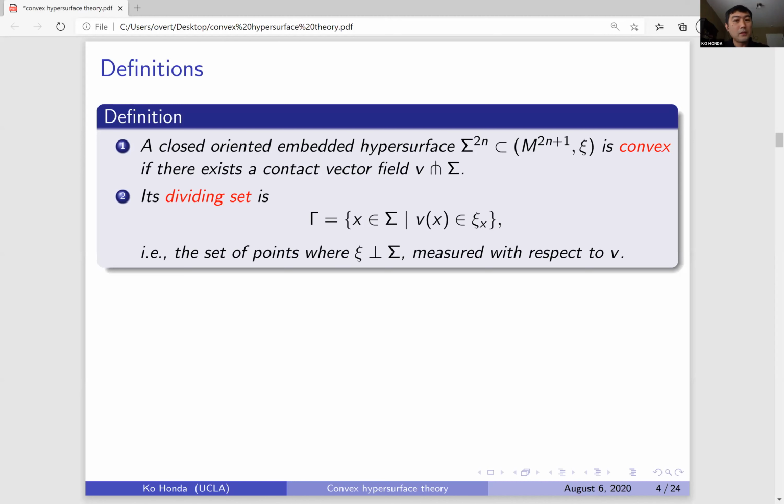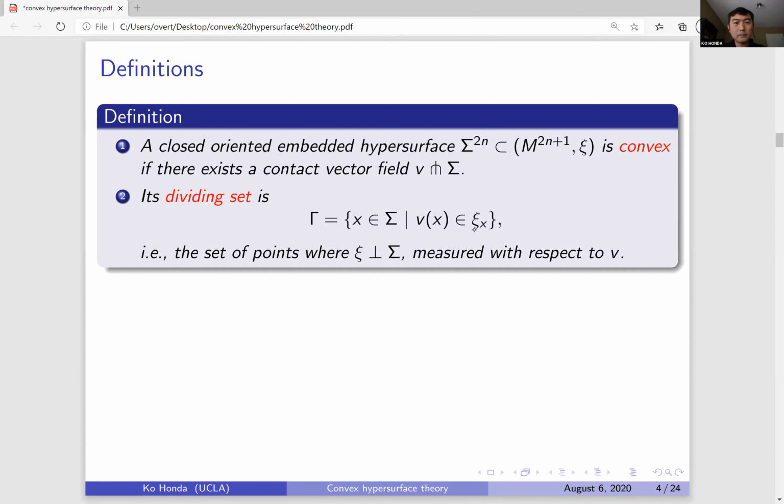Its dividing set is the subset of Sigma consisting of points x such that V(x) is in the contact structure C. The way to think about it is the following. The hypersurface has codimension 1, so you can think of it as a surface instead. And the contact structure also has codimension 1. Generally they're sort of wobbly; contact structures are wobbly things. And you're interested in the set of points where the contact structure is going to be perpendicular to the hypersurface. What do we mean by perpendicular? It's with respect to this contact vector field V, which is transverse to it.